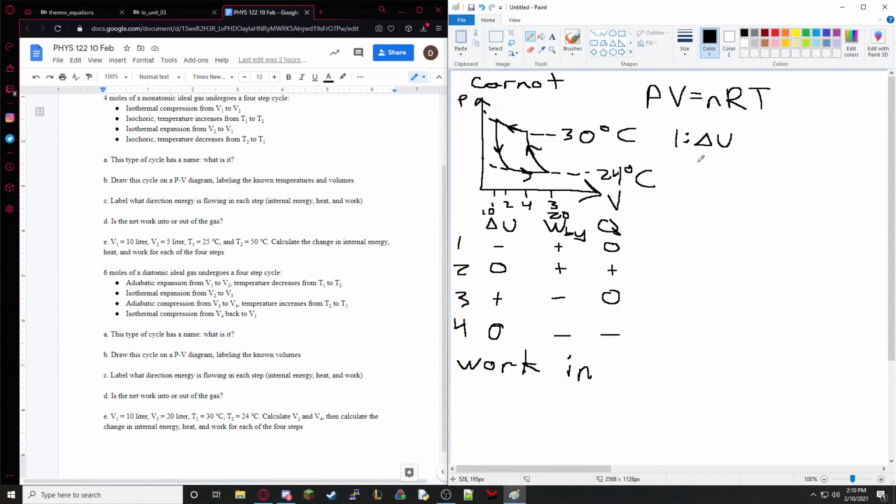So for step 1, our delta U is going to be, we know our change in temperature, right? It's going to be -6 degrees Celsius. So what is our delta U going to be? We said it was 5/2, right? And our delta T, which if we plug everything in and calculate, anyone get a value real quick?